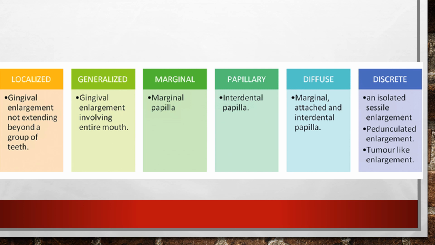And diffuse involves the marginal and attached gingiva and papilla, so it involves all three parts of the gingiva. And what is discrete? An isolated sessile or pedunculated tumor-like enlargement can be seen. That is discrete enlargement. So this is the classification based on the location and distribution of gingival enlargement.